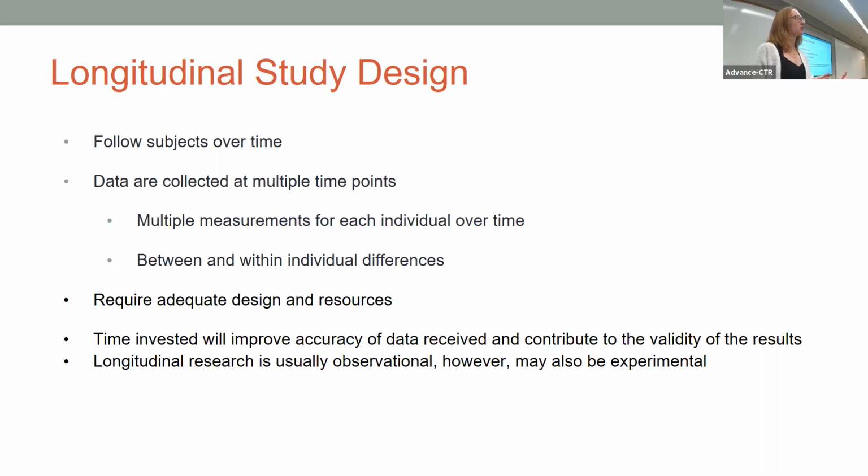Now, typically, longitudinal research is observational, meaning that we select our sample population and we just watch them and follow them over time. However, it may be experimental. So like I said, if we were conducting a weight study, maybe it's a weight loss study. And if it's an experimental study, what we're doing is we're imposing a treatment on one or multiple different groups. So we would be comparing them. We would have a placebo and then maybe a weight loss drug or an exercise regimen or something like that.